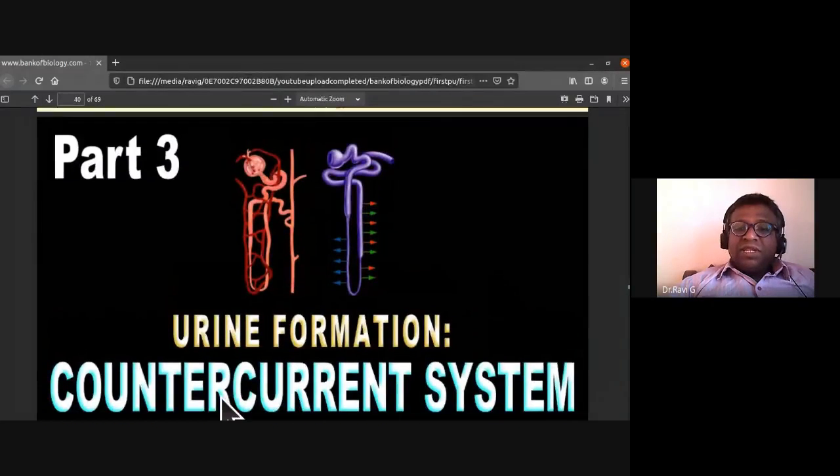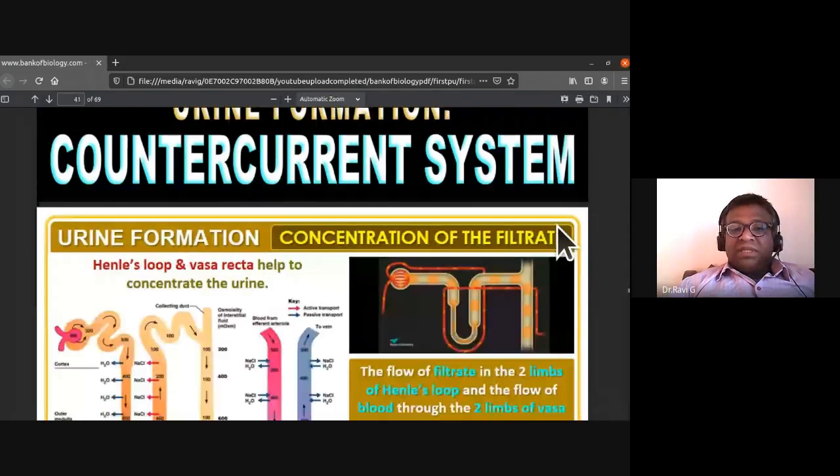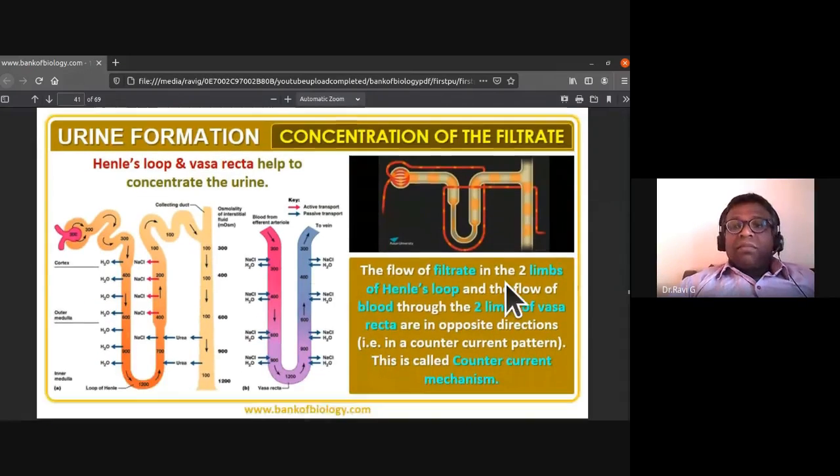So the urine formation, the counter current system, that is the third part that we'll be studying at present. The concentration of the filtrate that passes from the glomerulus into the Bowman's capsule. The Henle's loop and vasa recta, the capillary of blood surrounding this nephron, which we call vasa recta, help to concentrate the urine. Okay, so they remove the water and help to concentrate the urine.